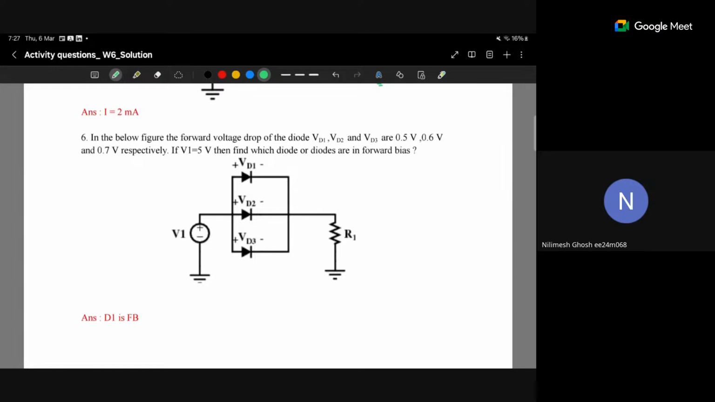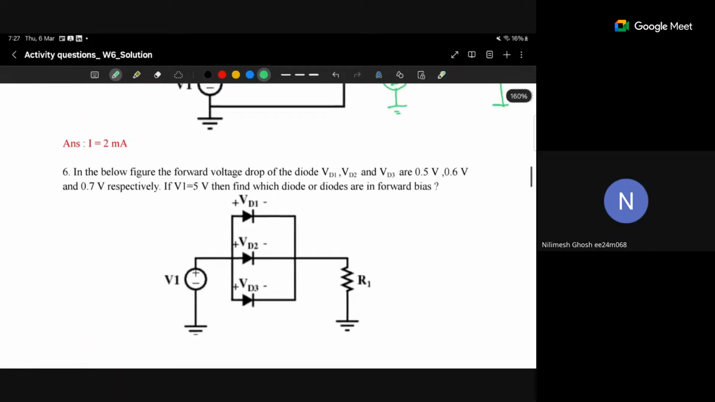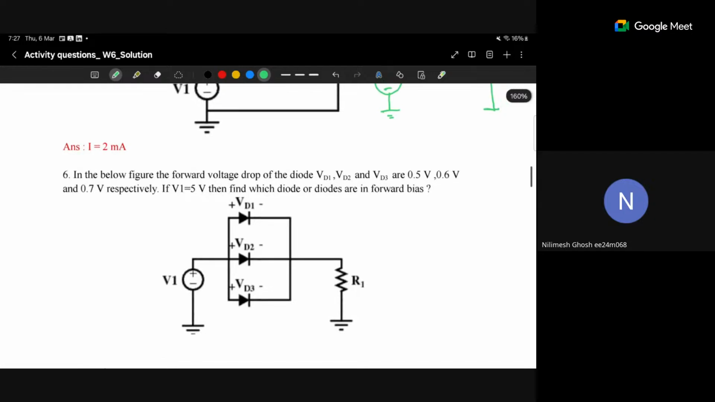Now here the answer is given. Let's suppose you don't know the answer, how can you approach this question? We will first write the opposing voltage, then check which will get forward biased first, and the other will get reverse biased because one will get forward biased. So that will be the answer. Exactly.